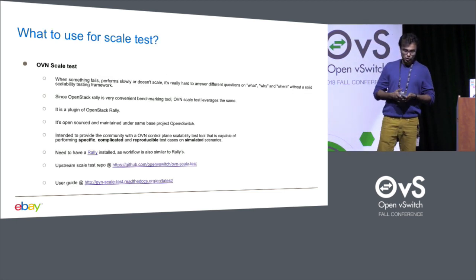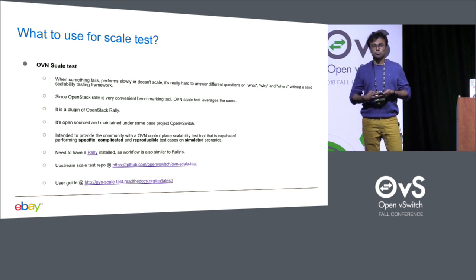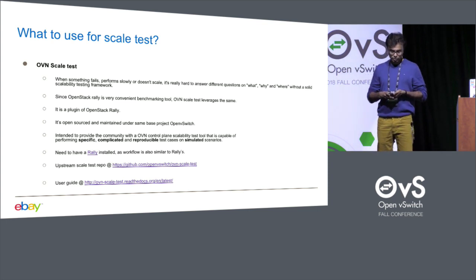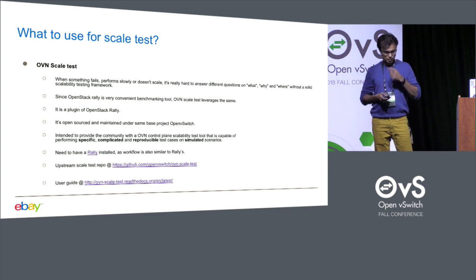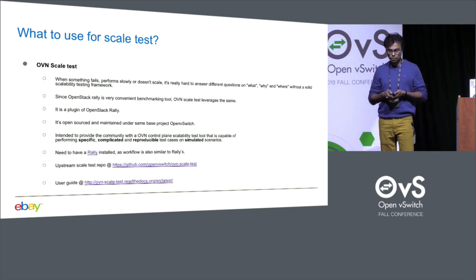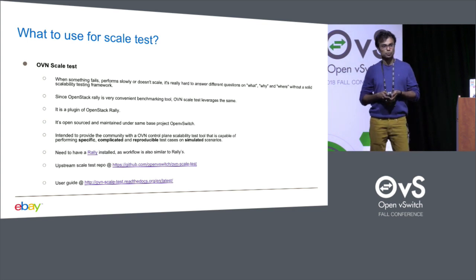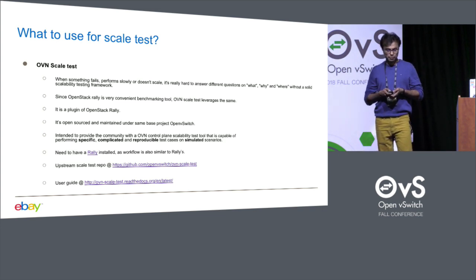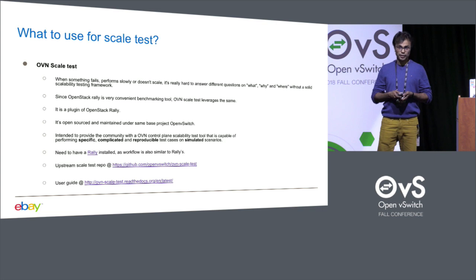So the question was what to use for scale test. We are one of the biggest OpenStack deployments. There was an open source project, OVN scale test, released last year as a benchmark, as a plugin for OpenStack Rally. As part of scale, we wanted to know what is failing and what is causing the failures. So we went live and adopted Rally.